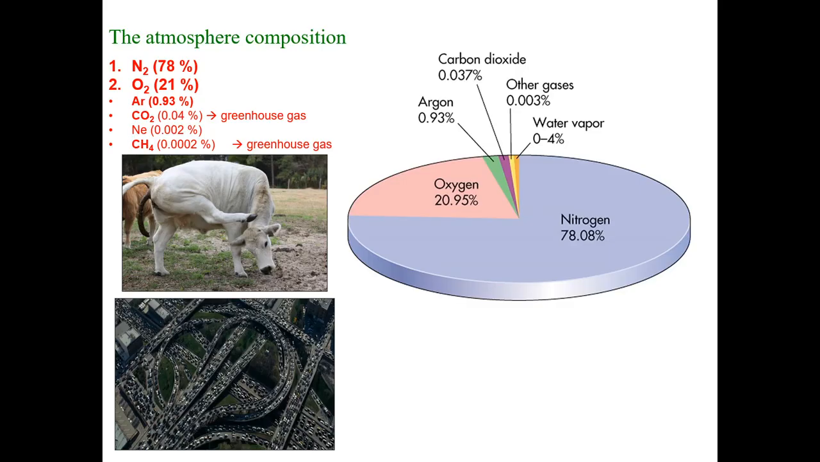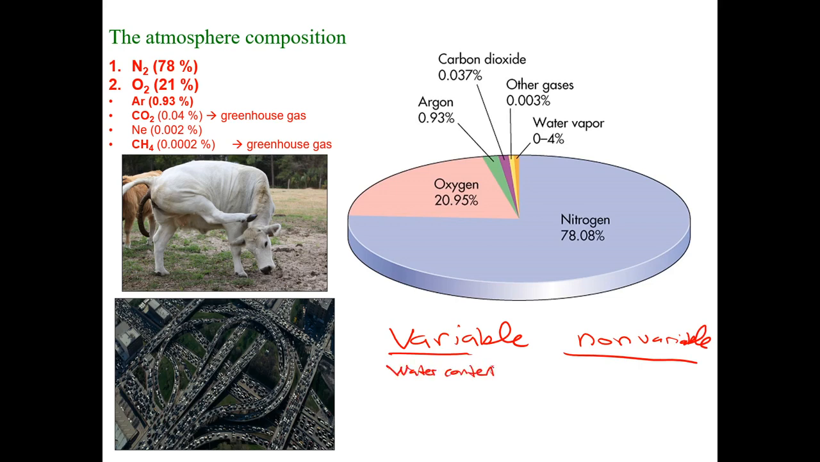So the next question we want to ask is, what is the atmosphere made out of? You can think of the atmosphere in two parts. There's the variable part and the non-variable part. The variable part of the atmosphere consists of things that change. The biggest thing is water content, or humidity. That's the biggest variable component.